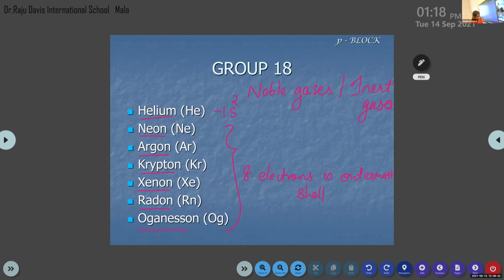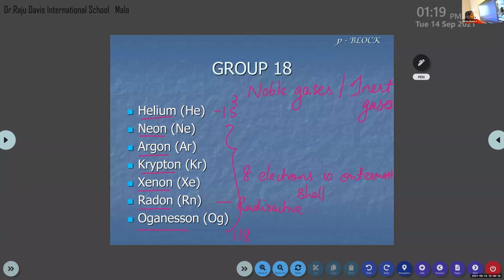Then this radon, that's a radioactive element. And this organozone, its symbol is OG and its atomic number is 118. It can also be prepared synthetically. It's a synthetically produced radioactive element. So these are the basic things about group 18. Then we are moving to each specific property.